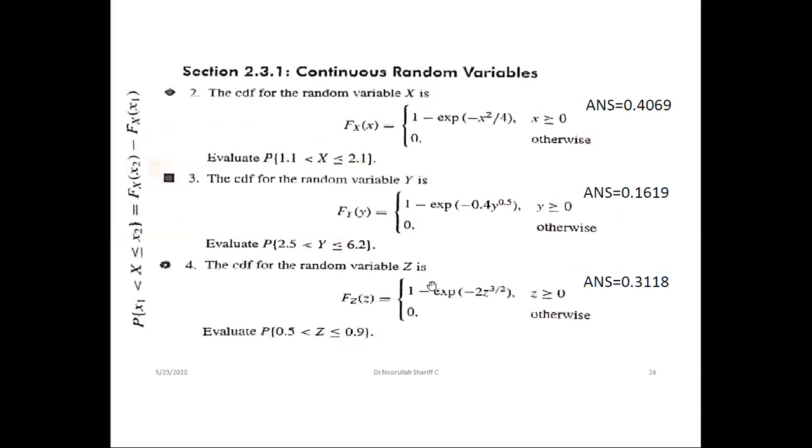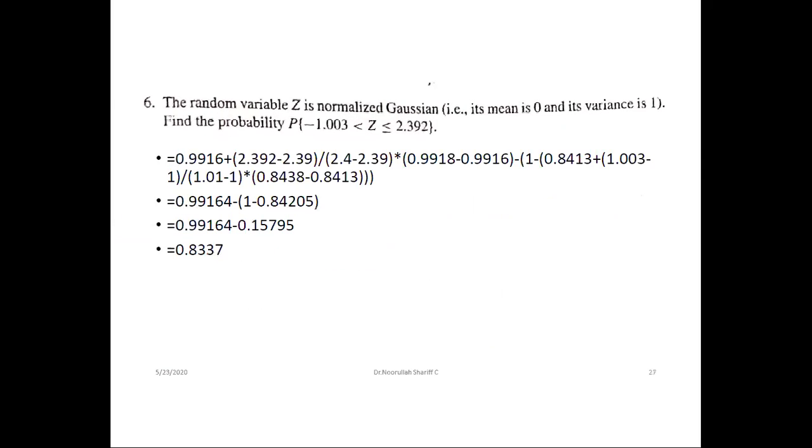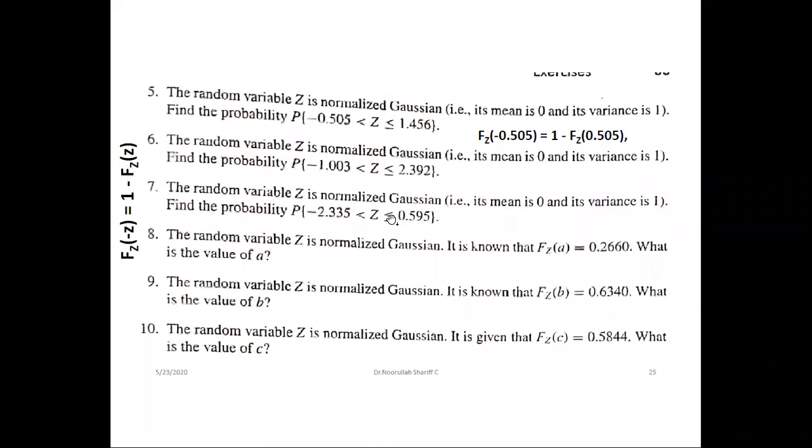In the same way, we can find it for numerical 6 also, where the probability is for 1.003 less than Z less than 2.392. So in the same way, the numerical is solved over here. For this 2.392, we can go to the table and see what it will correspond to.